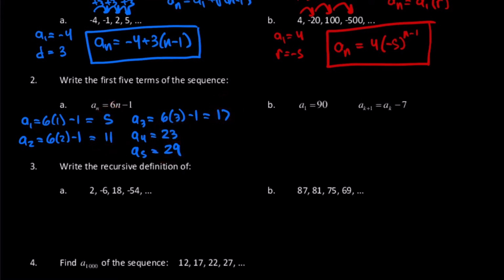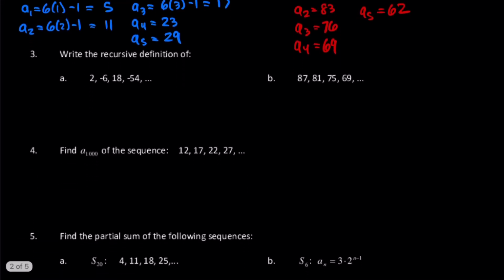In this example, I'm not going to show a lot of work. It's pretty obvious here. All you're doing is subtracting 7 each time. So a sub 1 is already 90. A sub 2 is going to be 83. A sub 3 is going to be 83 minus 7, so what's that, 76. A sub 4 is 76 minus 7, 69. A sub 5 is 69 minus 7, that's 62. All right, so there are the first 5 terms of that one.